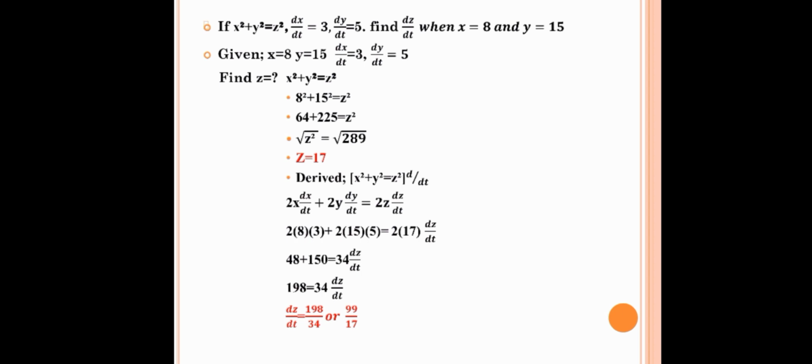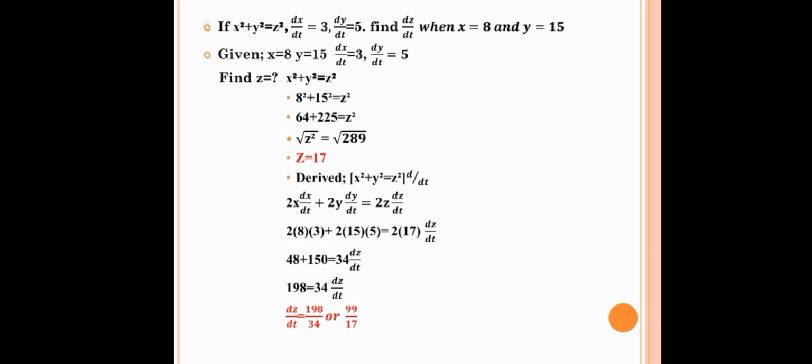So another concept involving related rates problem: if x squared plus y squared is equal to z squared, and we are given dx over dt is equal to 3 and dy over dt is equal to 5, find dz over dt when x is equal to 8 and y is equal to 15.